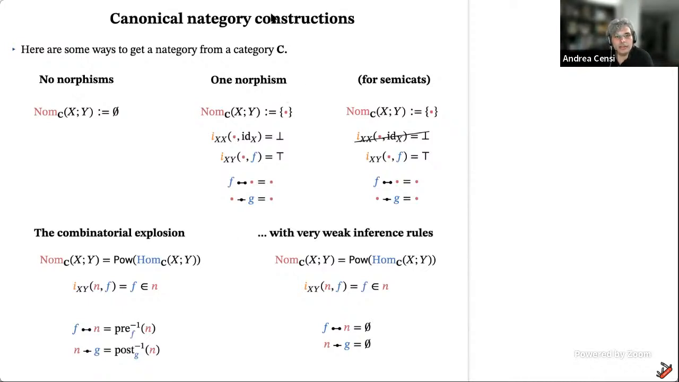If you give me a category, I can construct a nategory in a few canonical ways. There's a construction in which you just set the norphisms to be the empty set, and then you have to define this function I and these composition operations, but their domain is empty, so that's it. And that's a valid nategory. Another construction is where you say, let me just put one norphism, which is this red dot, and for the incompatibility, you say, well, I want this to be compatible with the identity, so it's not incompatible with identity, but it will be incompatible with every other morphism. And then if you set this to be the codomain, then these functions are fixed. And this is also a valid nategory.